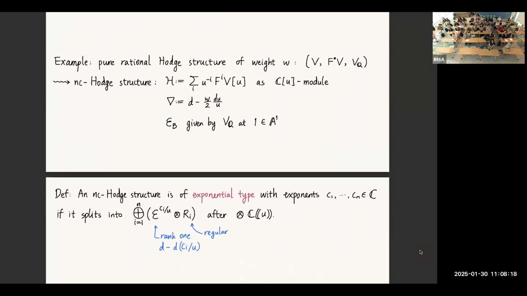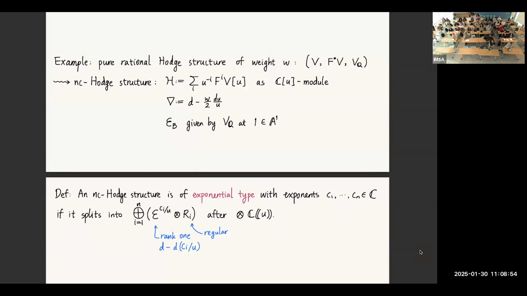And I guess it's expected that all the examples of non-commutative Hodge structure from mirror symmetry should be of exponential type, which is a stronger condition on the singularity at 0. We ask the singularity to have a second order pole at 0, but moreover, it's of exponential type with exponents b1 to bn, complex numbers, if this non-commutative Hodge structure splits like this.